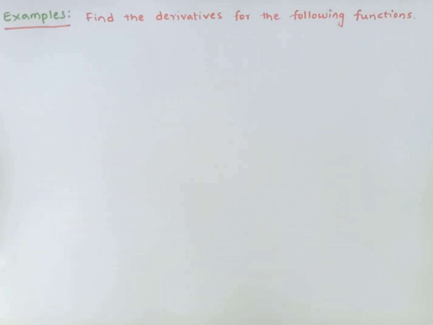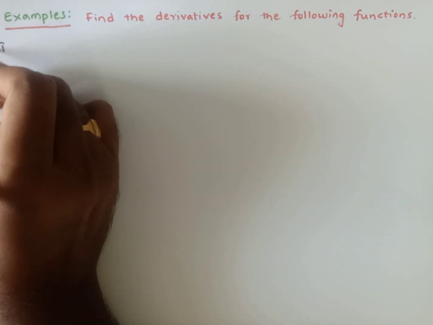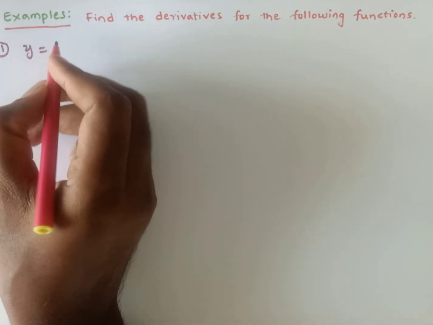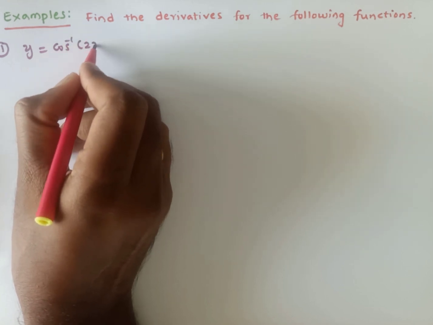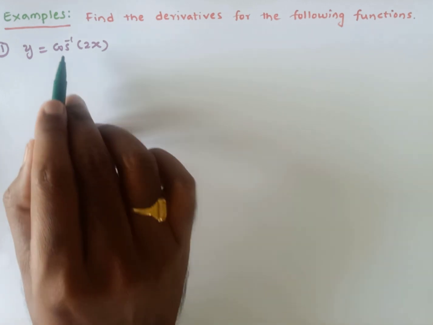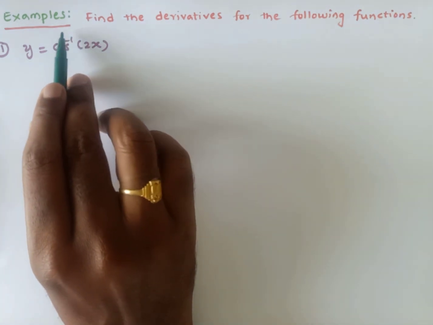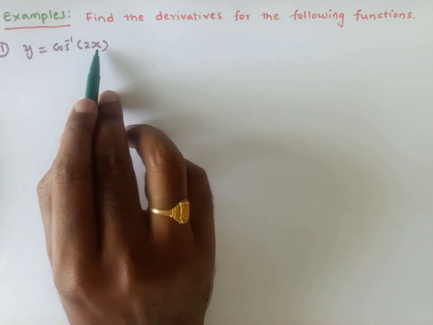So find the derivatives for the following functions. Let us take the first one. Consider the function y equals cos inverse of 2x. To find the derivative, we need to know the derivative of cos inverse of x, and also the chain rule. The form is cos inverse of x, but instead of x, 2x is there. So first you need to find the derivative of cos inverse, and multiply by the derivative of the inner function, right?